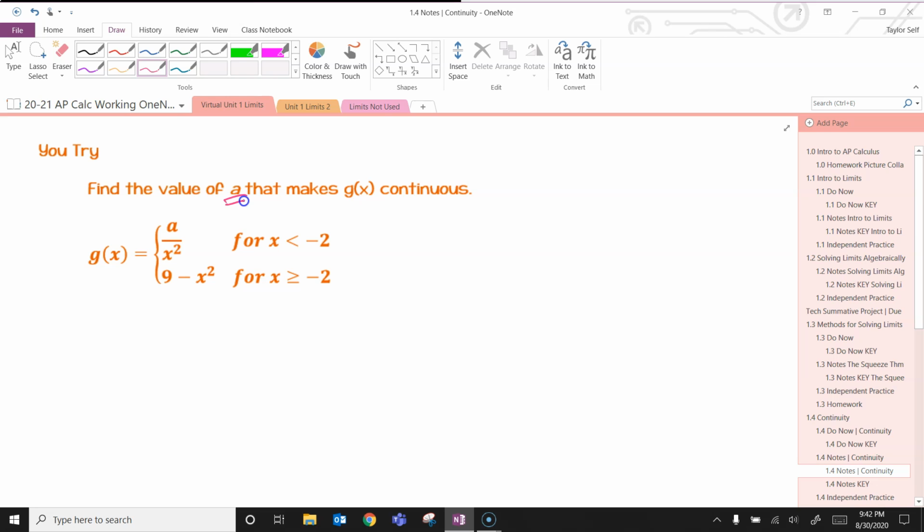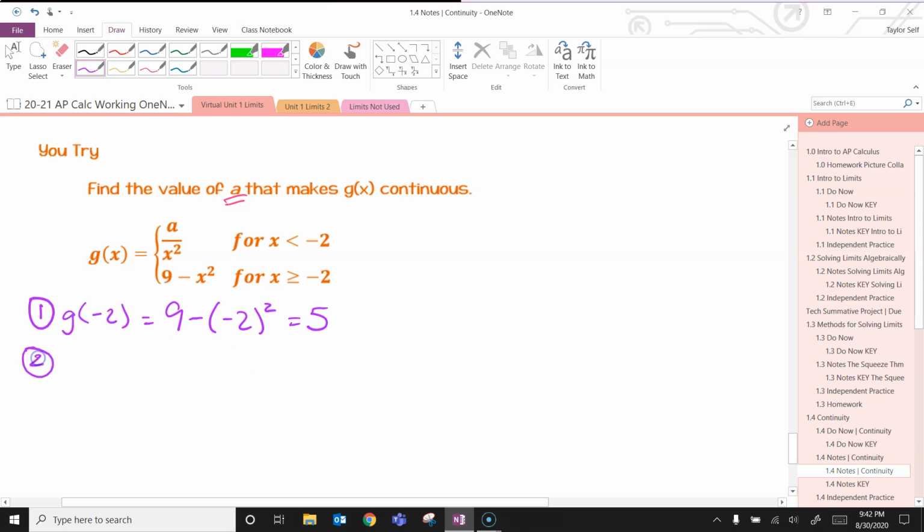Okay. So let's go ahead and very quickly go through these steps. 1, g of negative 2 equals, I'm going to plug into this function. 9 minus negative 2 squared equals 9 minus 4, which is 5. Okay, so we have g of negative 2. Now we need to do the second step. Limit as x approaches negative 2, c is negative 2 here, of g of x.